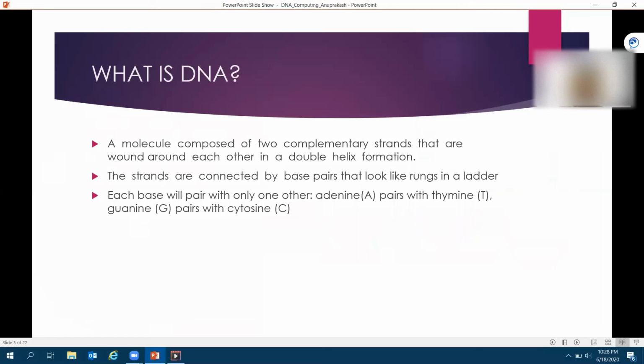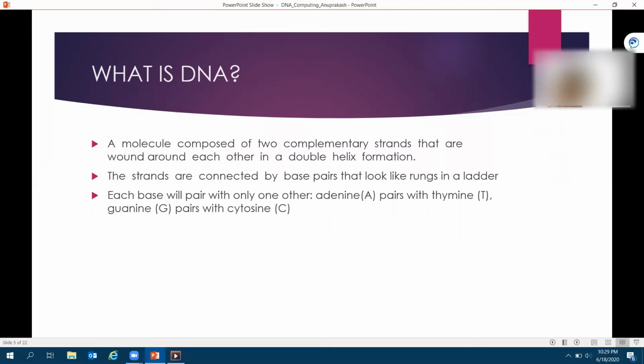DNA is a molecule composed of two complementary strands that are wound around each other in a double helix formation. DNA has a structure of a double helix formation, as we have seen. In DNA, there are basically four bases: A, T, G, and C. A stands for adenine, T for thymine, G for guanine, and C for cytosine.